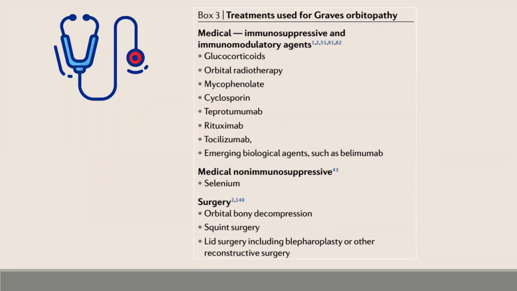Orbital radiotherapy is the second choice. Then mycophenolate mofetil, cyclosporine, teprotumumab, rituximab, and emerging biological agents like belimumab. These are very important drugs. Another drug is selenium, which is a non-immunosuppressive medication. And the surgeries are orbital bony decompression, squint surgery, and the last one is lid surgery.